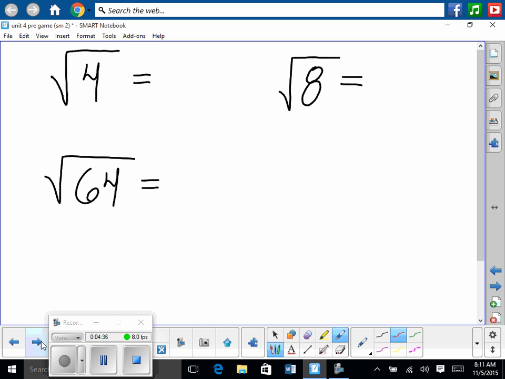So what's the square root of 4? Let's type it into our calculator. What do you get? 2. Very good. What's the square root of 64? Do your calculator. The square root of 64 is 8, right? Are you all practicing typing it into your calculator?